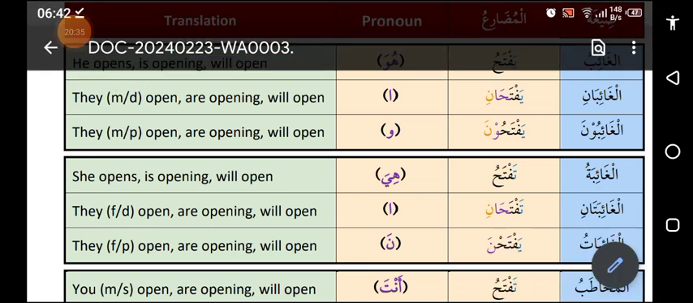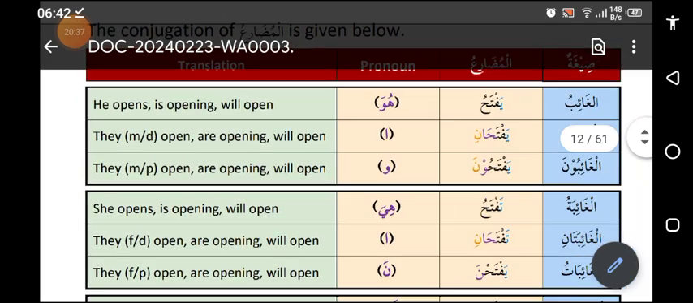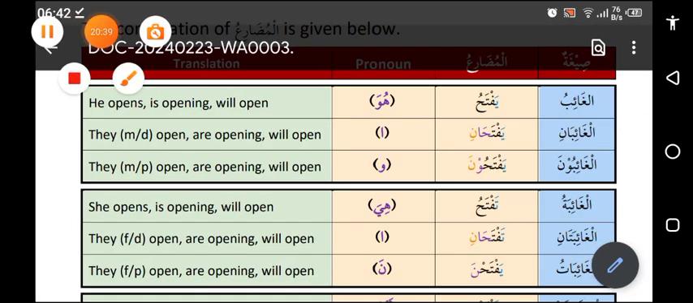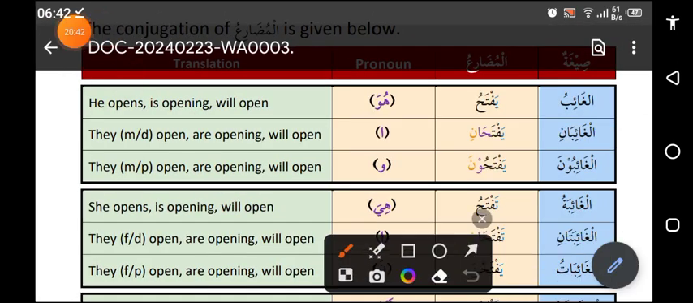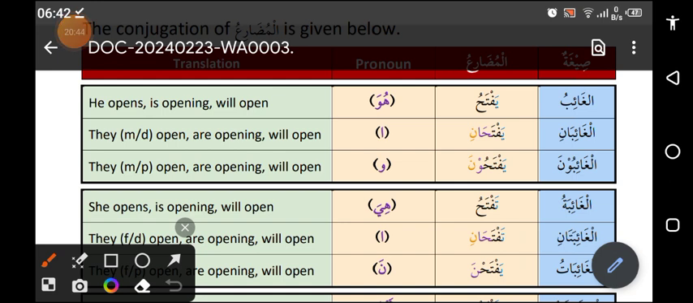Let me resize it, please. Yes, here we are. So huwa yaftahu, huma yaftahani, hum yaftahuna, hiya taftahu, huma taftahani, hunna yaftahna, not taftahna, okay? Hunna yaftahna, the first 6 sigas.